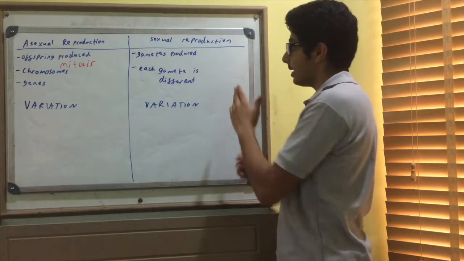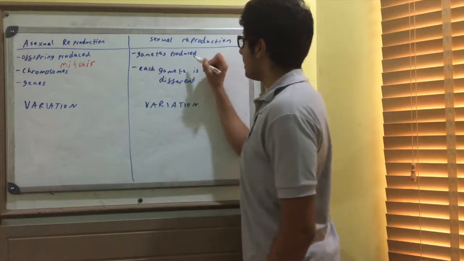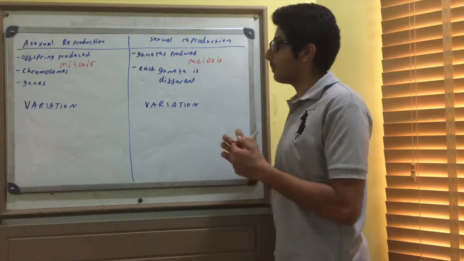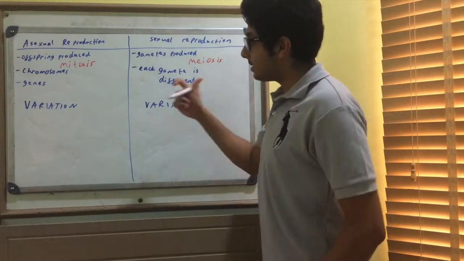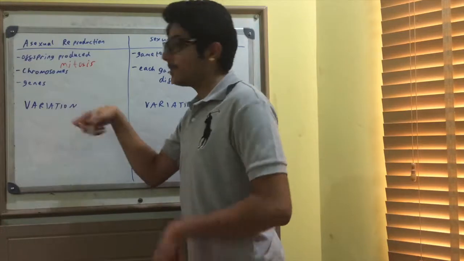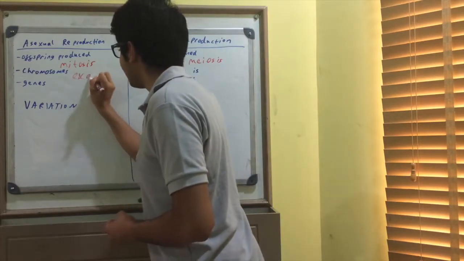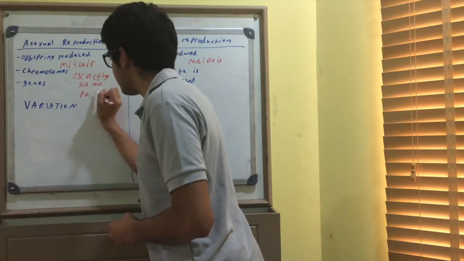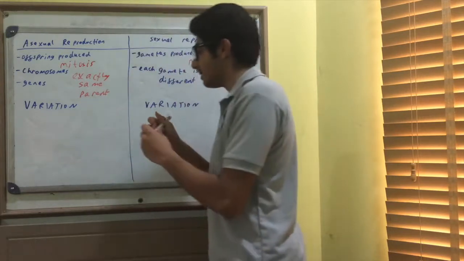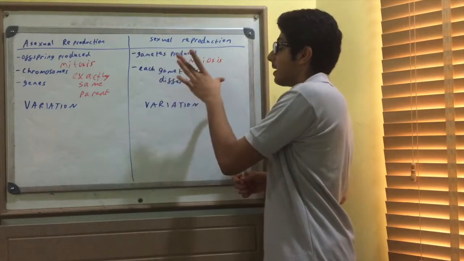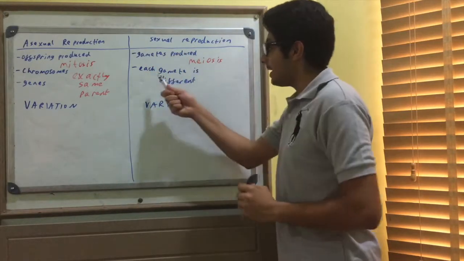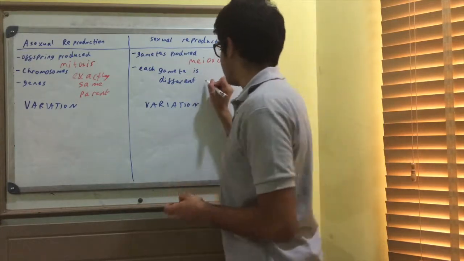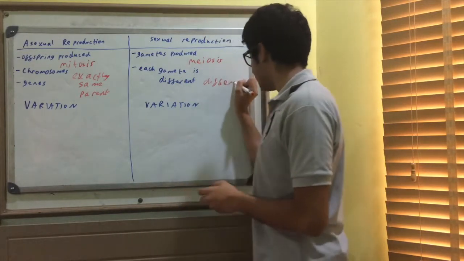In sexual reproduction, the gametes are produced because of meiosis from the reproductive organs of the parents. And so in asexual reproduction, the chromosomes and the genes are exactly the same as the parent cell, or the parents themselves. And in sexual reproduction, as we established, each gamete is different. So it's going to be different from the parent.